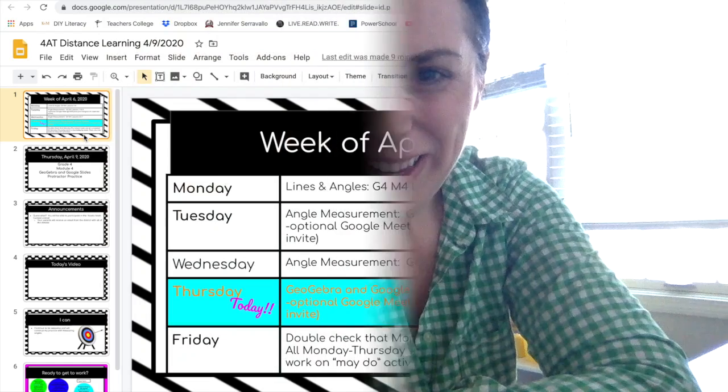Today is Thursday. We're not introducing any new content, but we are going to continue practicing this measurement of angles, which is not easy stuff by any means. So we're going to be practicing in a few different ways. I'll take you through a little tour on that. So stay tuned and let's take a look.